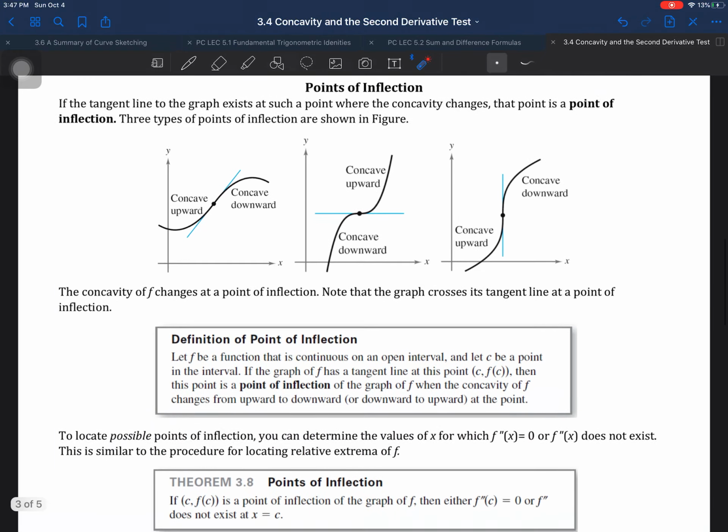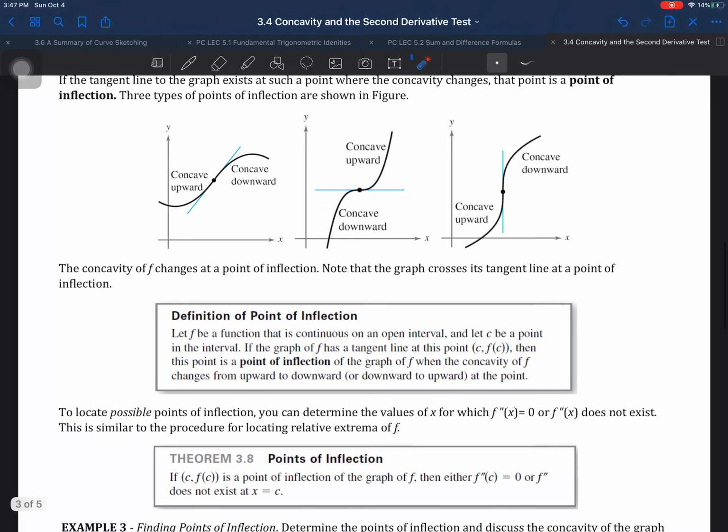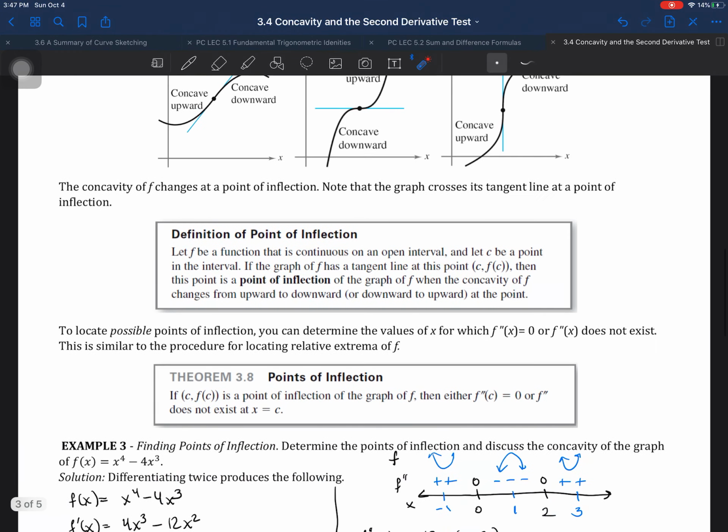But it is very specific. It's not just whenever the second derivative is 0 or does not exist. It is very specific. You must change concavity to be able to actually have an inflection. Because if you have concave up followed by concave up, then that's not a point of inflection, right? Or if you have concave down and it stays concave down, you didn't change concavity, you still maintain the same concavity. So you must have a change of concavity.